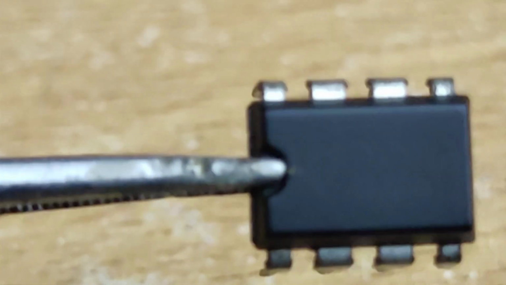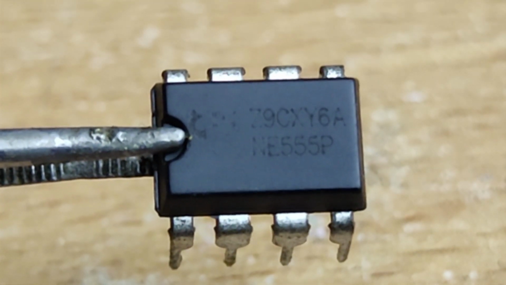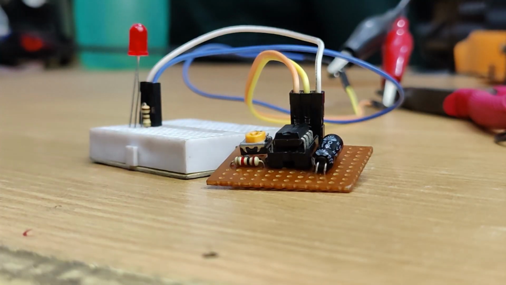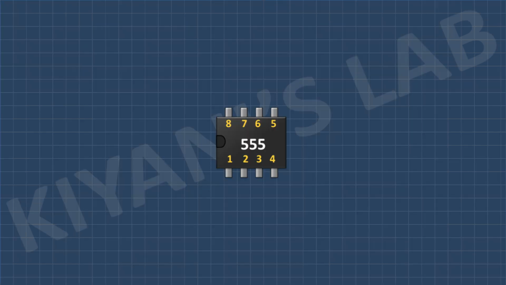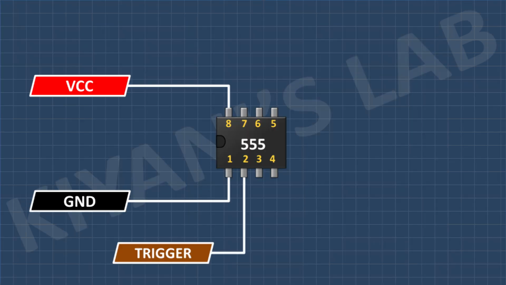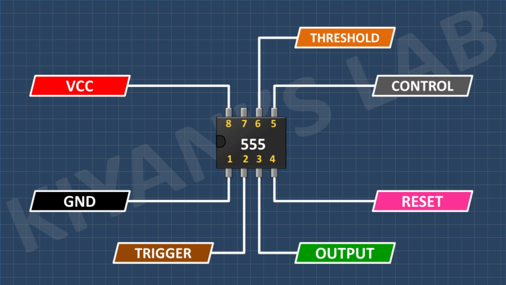The 555 timer IC is a highly stable and useful integrated circuit that can function as a timer, pulse generator, or oscillator. It consists of transistors, resistors, and comparators that work together to produce accurate timing pulses. It has 8 pins: ground, VCC, trigger, output, reset, control voltage, threshold, and discharge pin. Don't worry, we'll explain how each of these pins work in different modes.